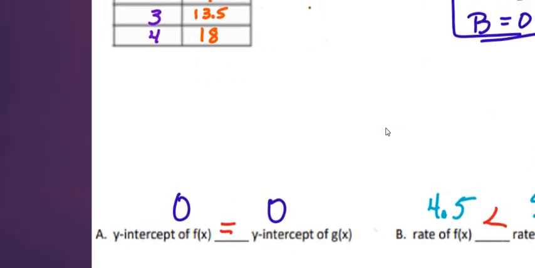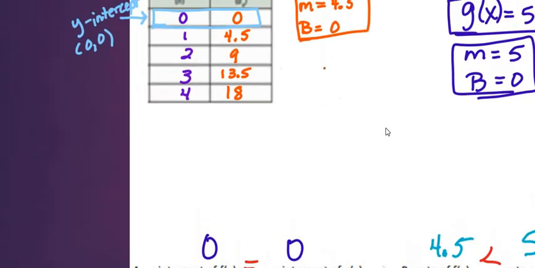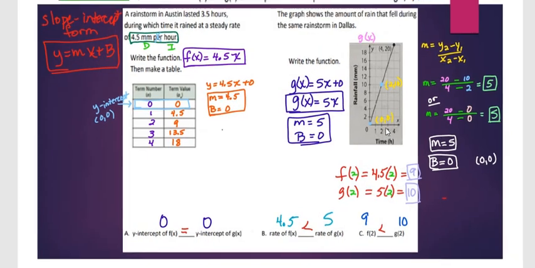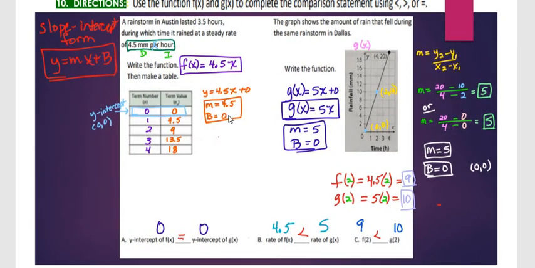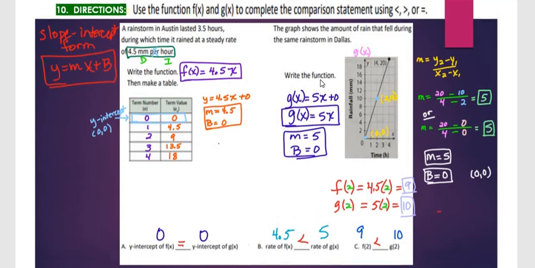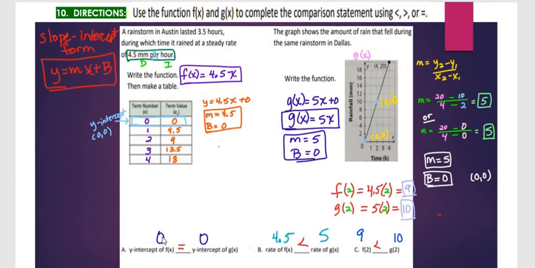Now, here's what I'm going to do. Since my y-intercept for this first one right here is at 0, 0, I'm going to look and compare it. Write down the number that's directly over top of these. My y-intercept right here is at 0. My y-intercept for g of x is at 0. And 0 equals 0. So remember, we are comparing these. Write down the number so you can actually see it. Now my rate of change, which is my slope for this first function right here, is 4.5. My slope for this graph right here is 5. So 4.5 is less than 5 right here.